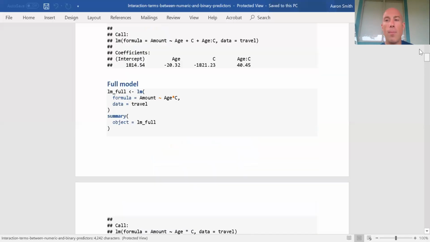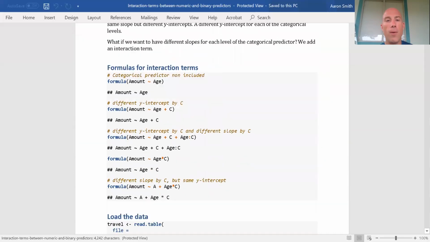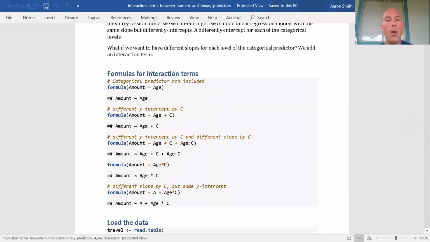All right, so let's go up and take a look at some stuff. All right, so in R, R will interpret what's going on.